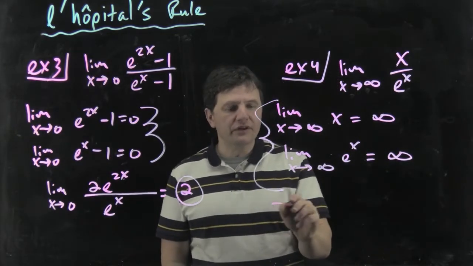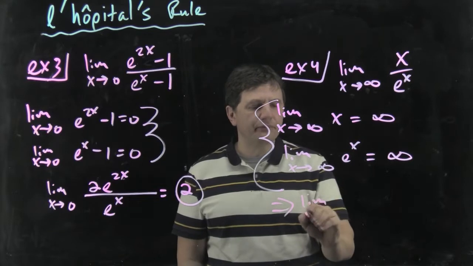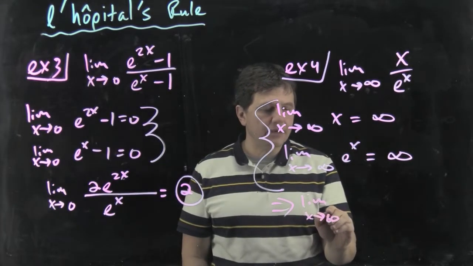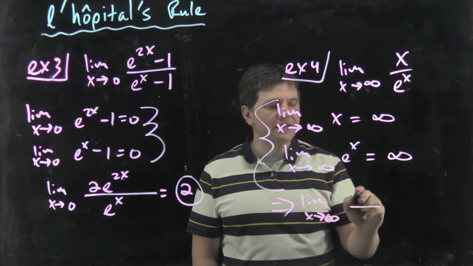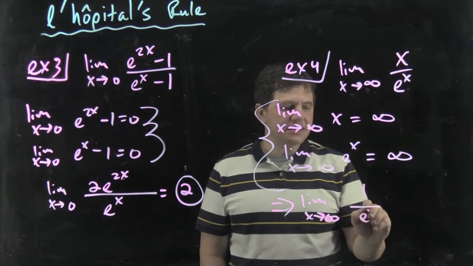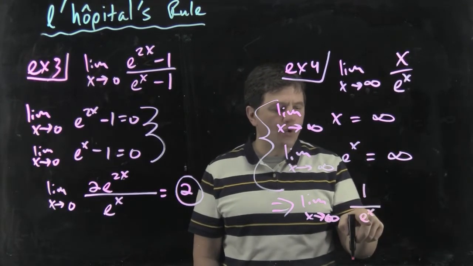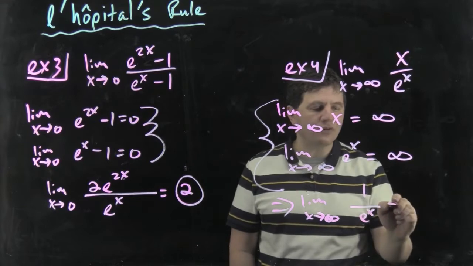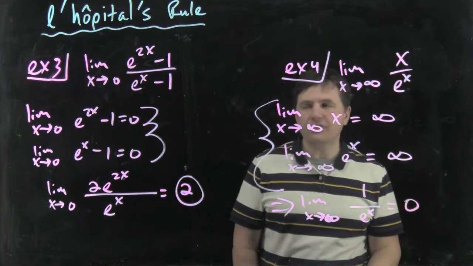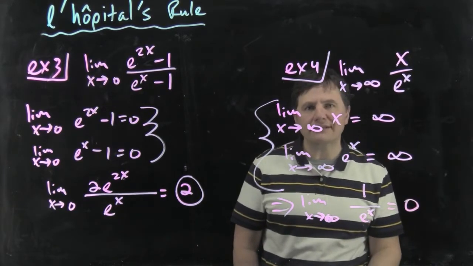So let's apply L'Hopital's, the limit as x approaches infinity. Take the derivative of the top, that's 1. Take the derivative of the bottom, that's e to the x. Now it's very clear we have 1 over infinity. If I take 1 and divide it an infinite number of times, that is 0. So L'Hopital's kind of gives us a better look at that stuff.